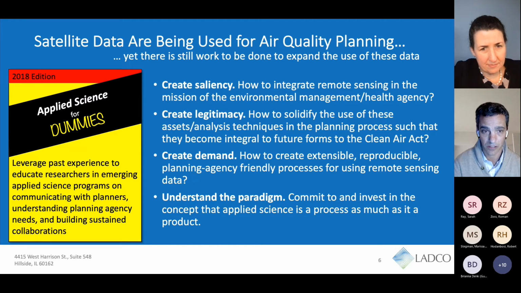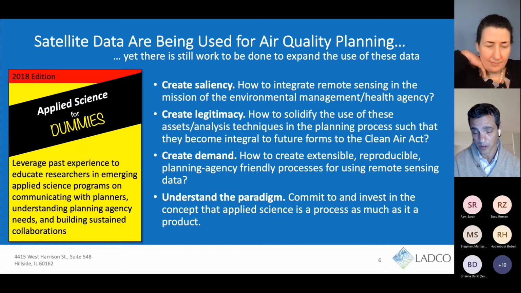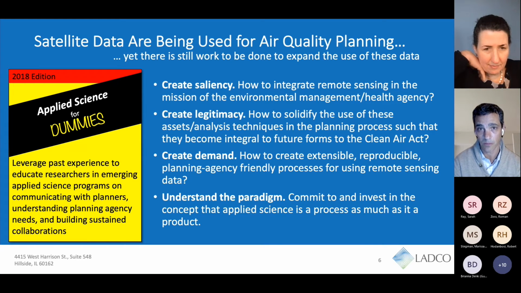There needs to be saliency. The data have to be integrated into the mission of the Environmental Management and Health Agency. How do you create legitimacy for the data? Really to solidify the use of them in the planning process and make them integral to future forms and guidances that are part of the Clean Air Act. And creating demand for the data. And I think this webinar is a step in that direction.